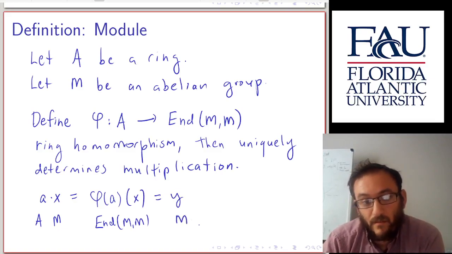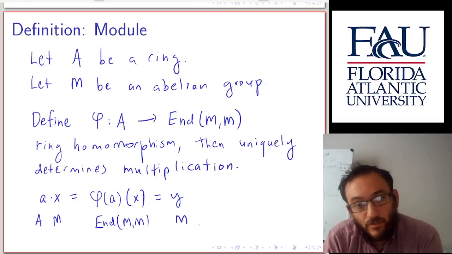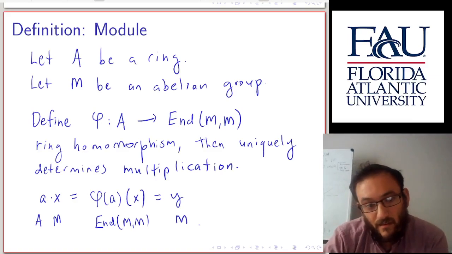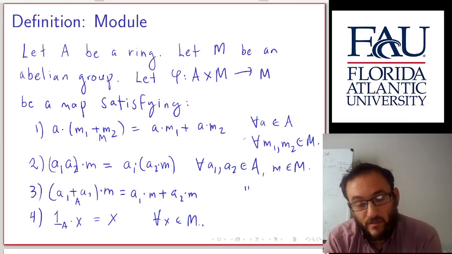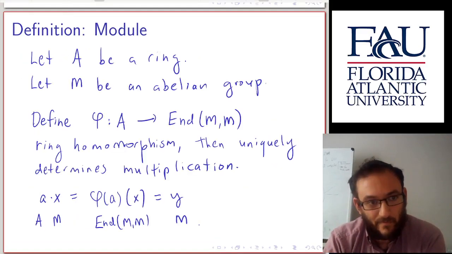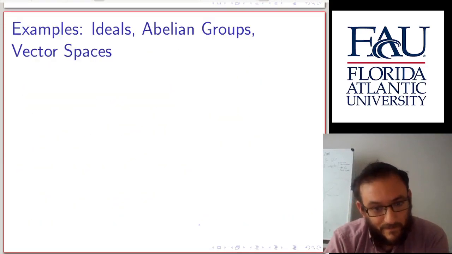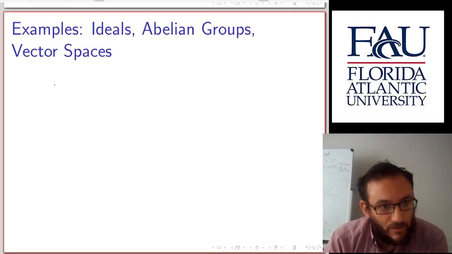Okay? So this is another way to define a module, and here all of the axioms that we listed, with all of the operations being respected, are just a consequence of the properties of ring homomorphisms. Okay. So let's do a few examples of modules.